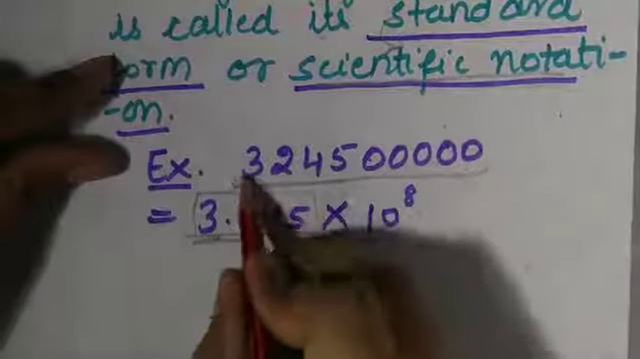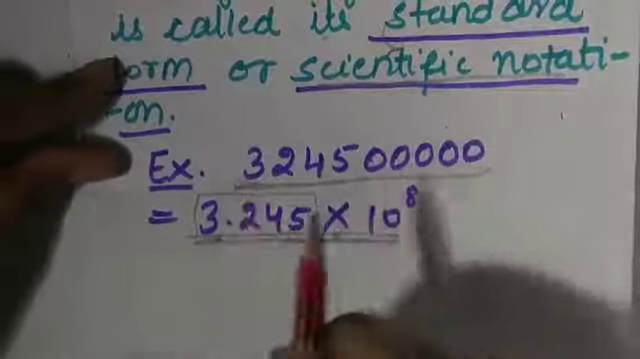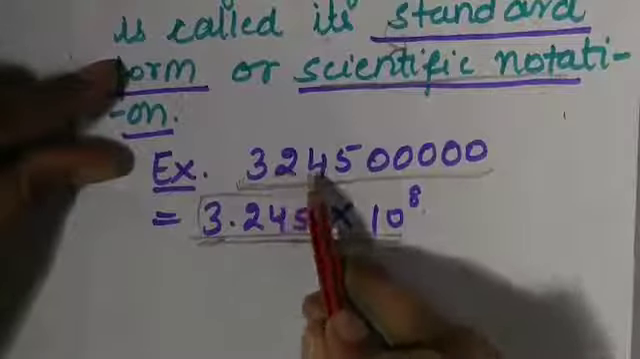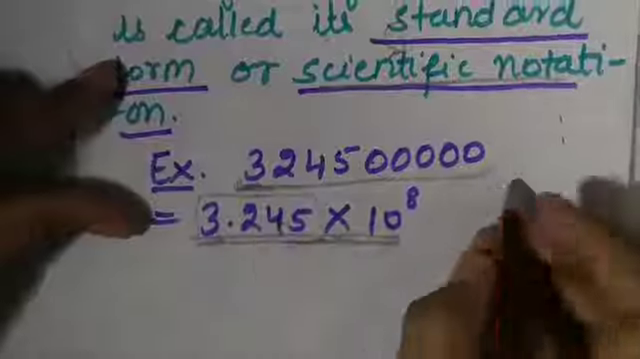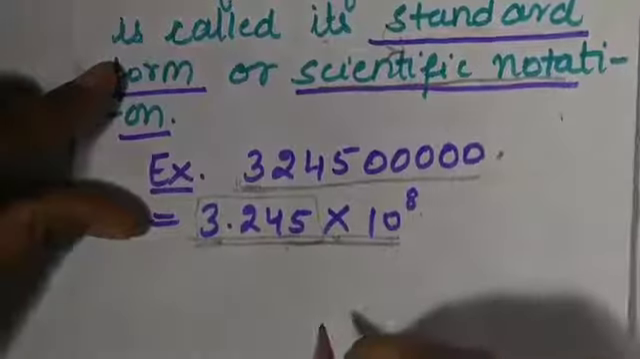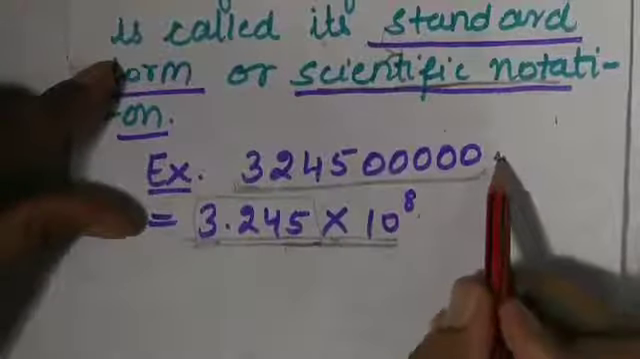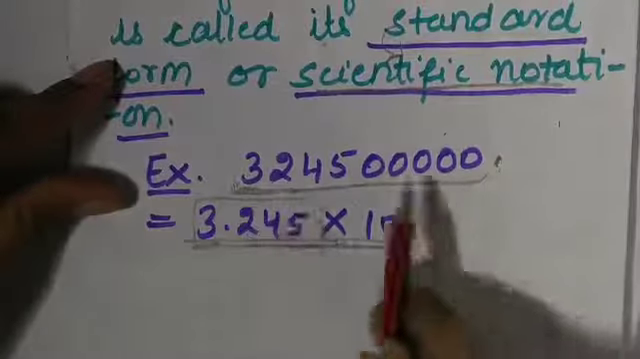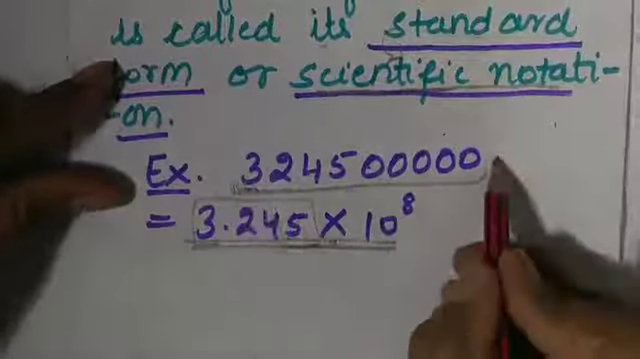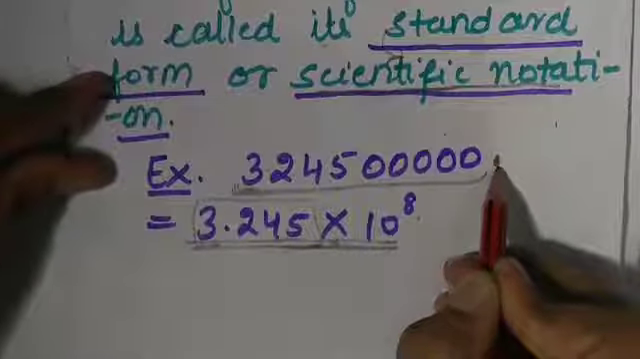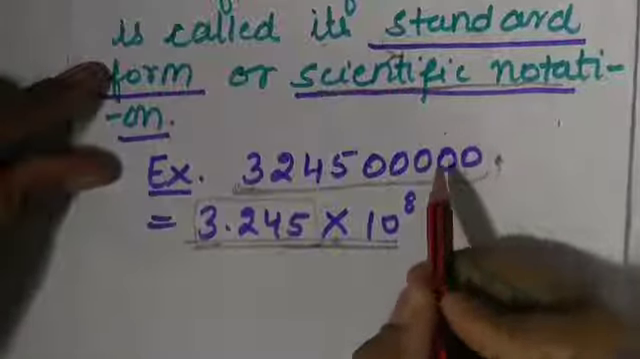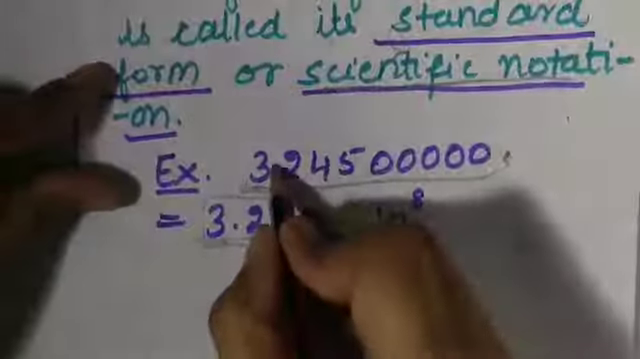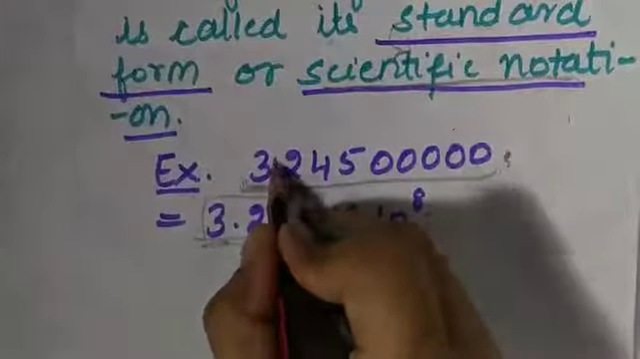So that is the same number you have to take. In any number, whenever the decimal is not between the digits, it is understood that the decimal is at the end. For that, we have to shift the decimal here to make this number lie between 1 and 10. So how many places did this decimal get shifted? 1, 2, 3, 4, 5, 6, 7, 8. So this got shifted by 8 digits.